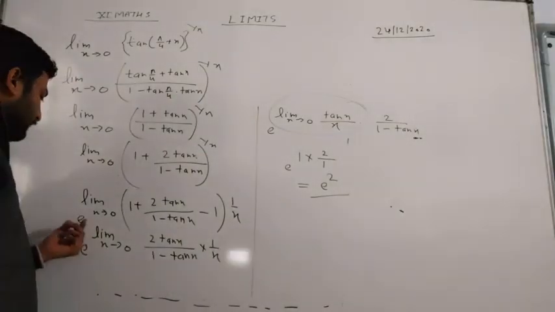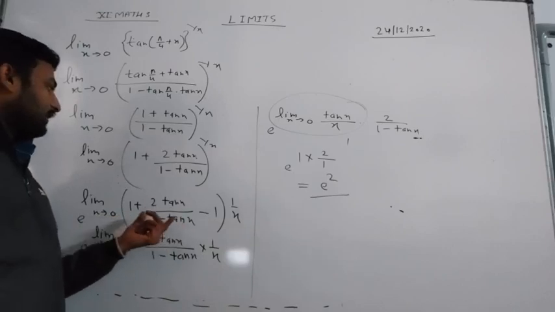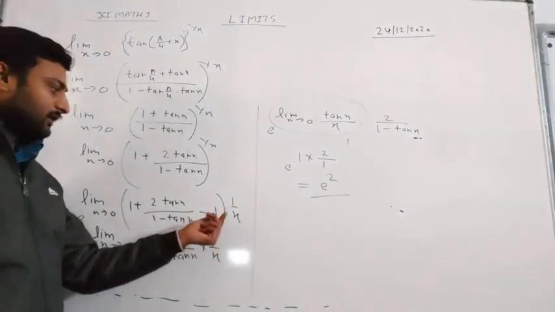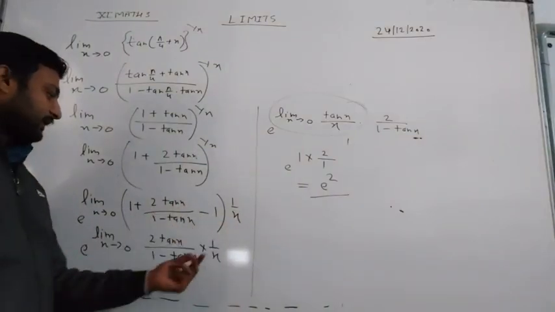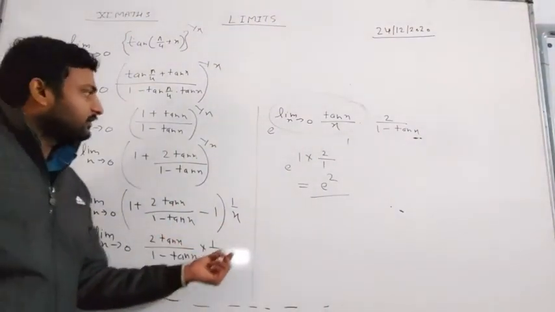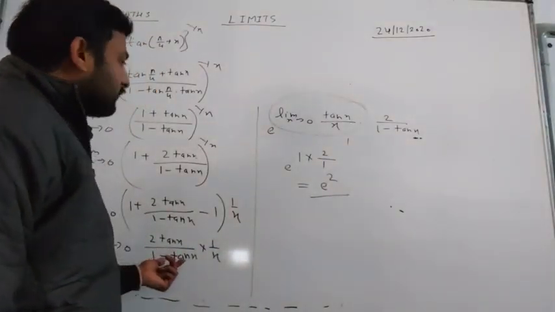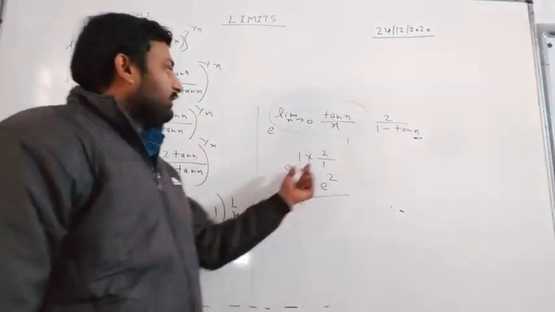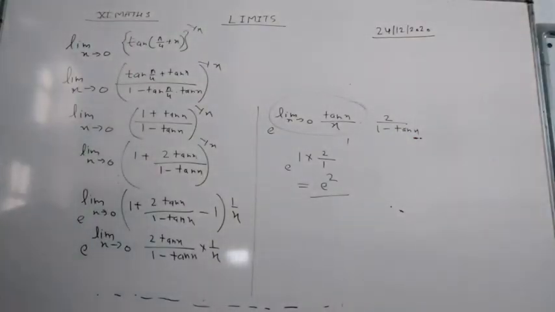Now we apply the formula: e to the power limit x tends to 0, f(x) minus 1 into g(x). So this will be cancelled, and the remaining term will be this and this. Now we write tan x by x into this part, 2 by 1 minus tan x, and when we put the limit we get e square. Okay, I hope you understand, students.